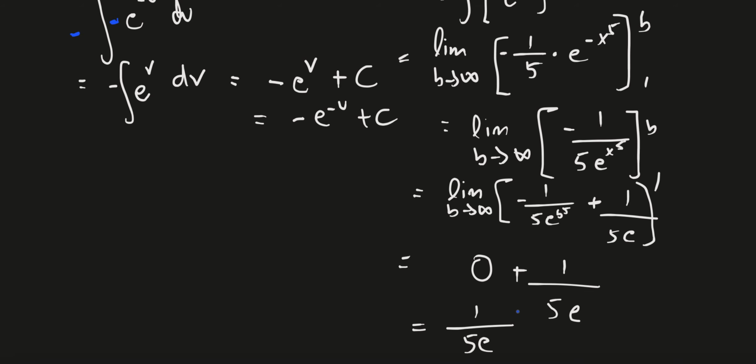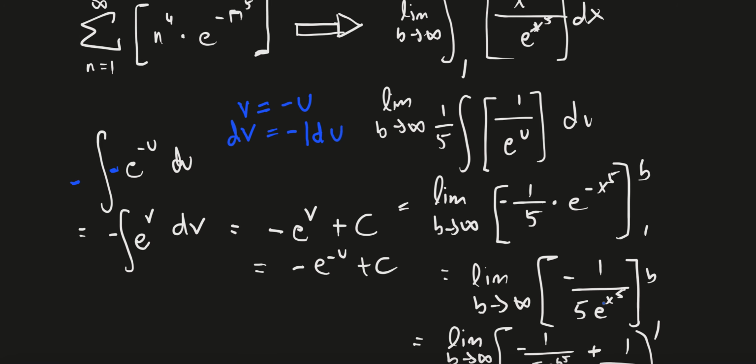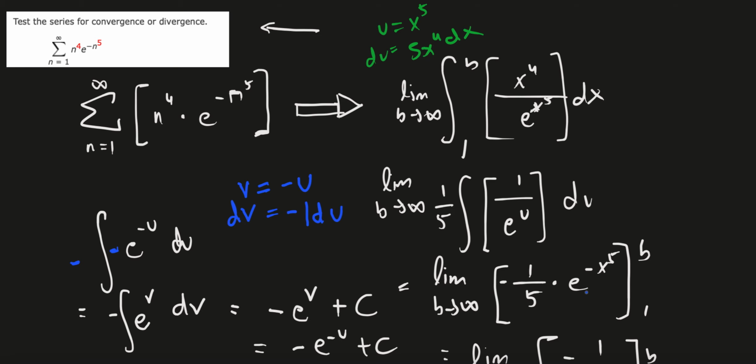But what this essentially tells you is that this is convergent. It's a convergent improper integral, which also tells you, because of the test, that this is convergent by the integral test. So convergence or divergence, it's convergent.